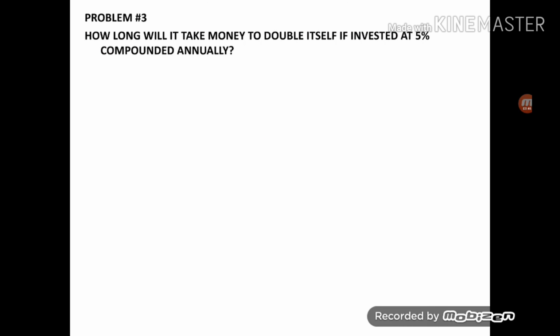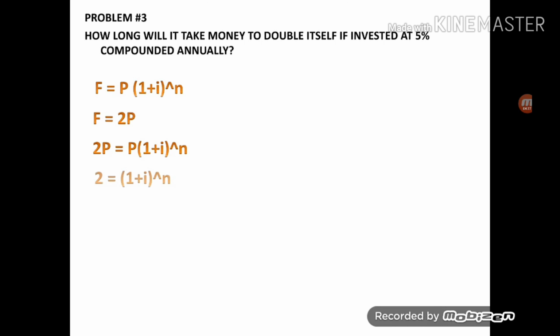Okay, let us consider this problem. How long will it take money to double itself if invested at 5% compounded annually? So here is our formula for the future worth of a compounding interest. Our F is to be doubled, meaning our P is to be doubled. So our F is twice of P. Substitute that to our formula, so we'll have 2P equals P times 1 plus i raised to n.